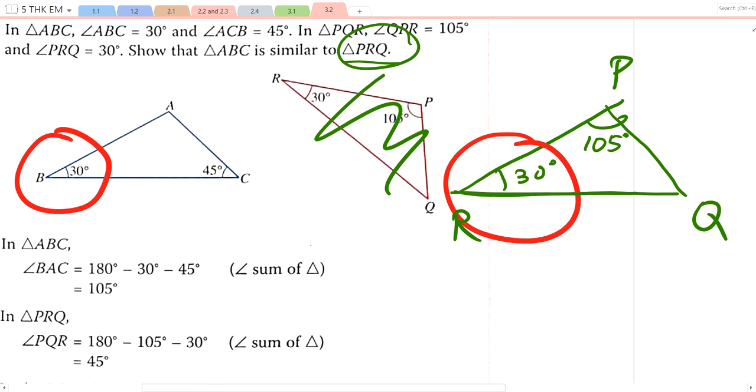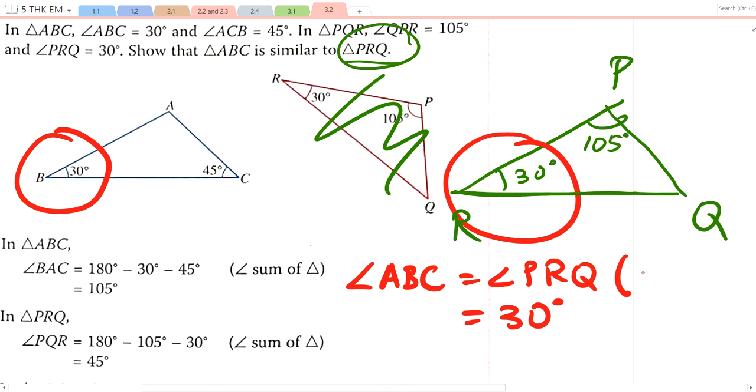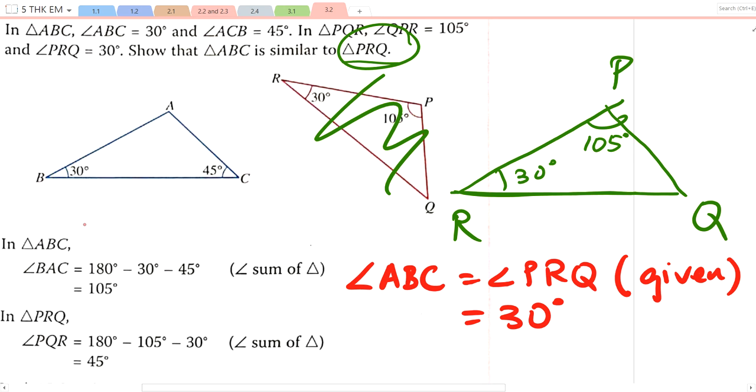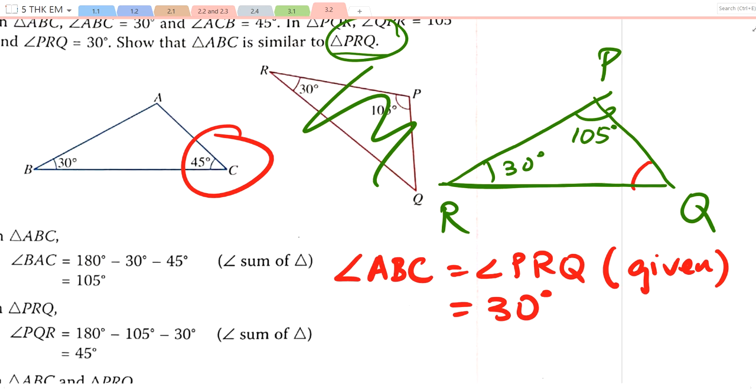So I write down first: angle ABC equals angle PRQ, which is 30 degrees. What is the reason? Given. I've only got one angle so far. I need to find another angle. What is the other angle you want to find? PQR. Okay, Sophia wants to find this angle. What will you be comparing it with? BCA. Okay, very good. So can I find angle PQR?